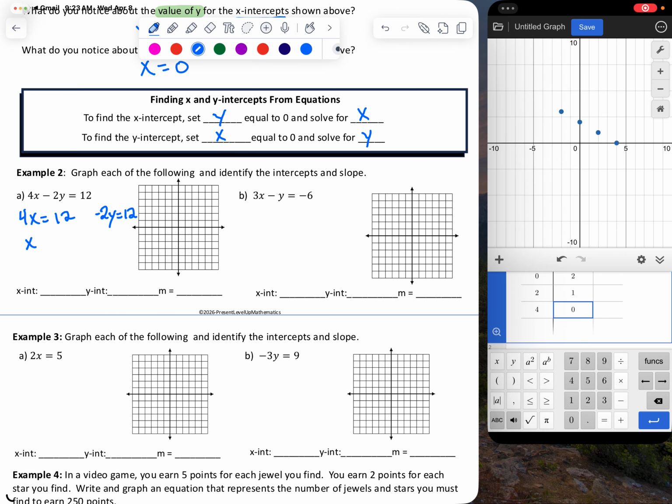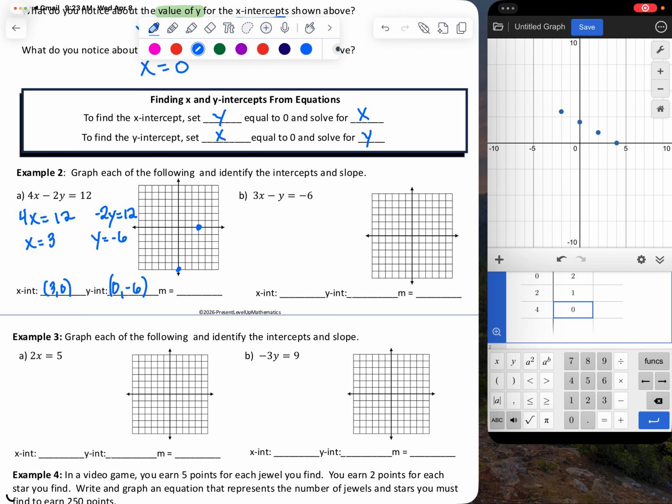12 divided by 4 gives you 3. So I know my x-intercept is (3, 0), and I can plot that. 1, 2, 3. On my second equation, all we have to do is divide by negative 2. So 12 divided by negative 2 gives me y equals negative 6. So I know my y-intercept is negative 6. So 1, 2, 3, 4, 5, 6.